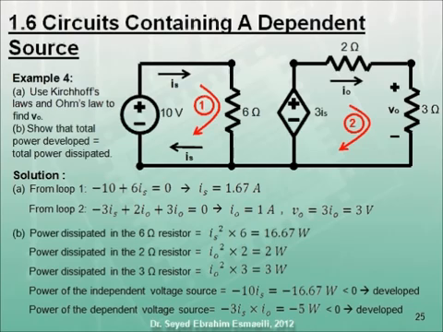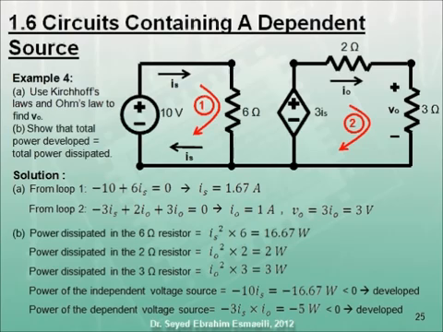We notice that the current Is is flowing in the direction of voltage rise across the terminals of the independent voltage source. The power equation is written as P equals minus 10 Is, which equals minus 16.67 watts. The negative sign of the power indicates that the independent voltage source is delivering power.